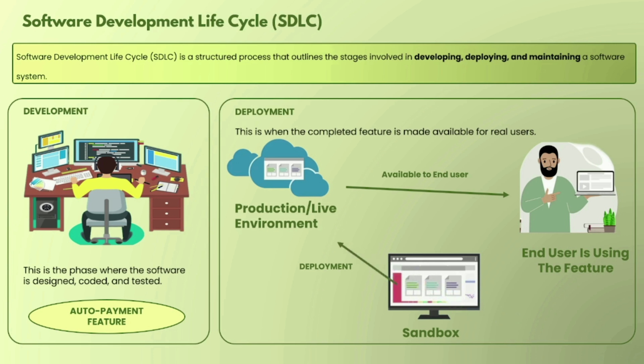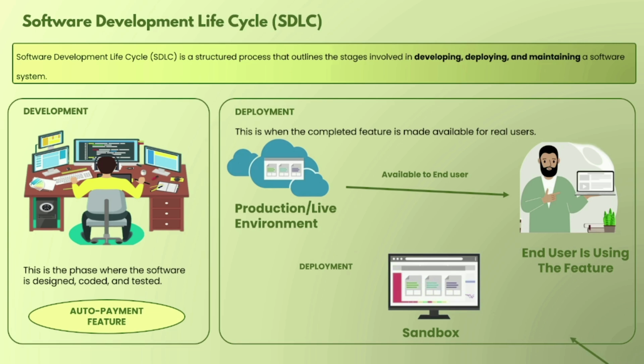How it is deployed is not a point of discussion right now. We just need to understand the procedure, meaning what is happening here. So it is clearly seen that deployment is happening from sandbox to production, and once it is available on the live environment, it is used by the end user. We call them bank customers, or even the bank officials will use this particular feature, the feature which we have just developed, that is the auto payment feature.